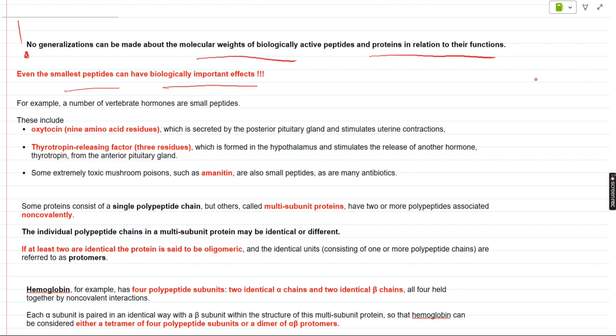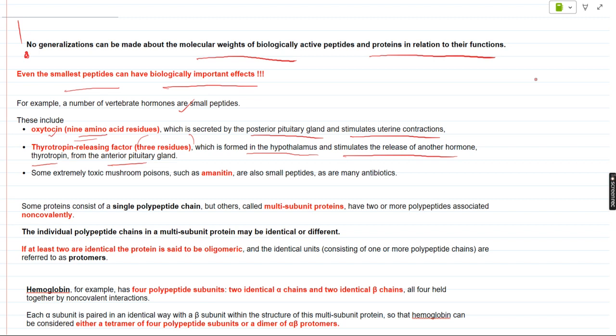For example, if you take a number of vertebrate hormones, all of them are small peptides. Oxytocin has only 9 amino acid residues and it is secreted by the posterior pituitary gland and stimulates uterine contractions during the delivery of the baby. And there's one more, the thyrotropin releasing factor, which has only 3 residues and is formed in the hypothalamus, an important part of the brain, and it stimulates the release of another hormone, thyrotropin, from the anterior pituitary gland.